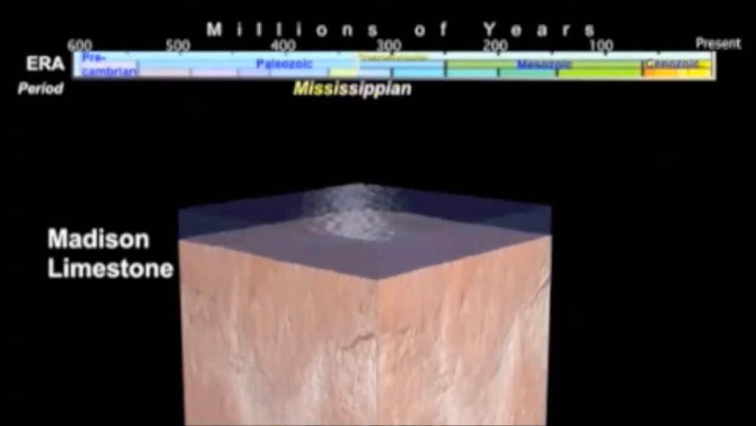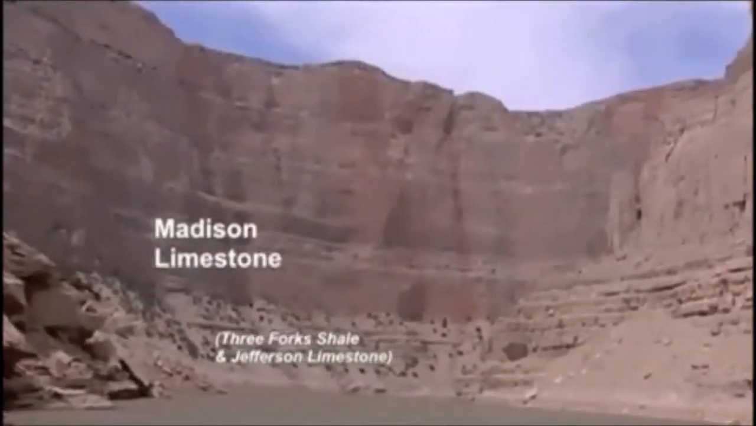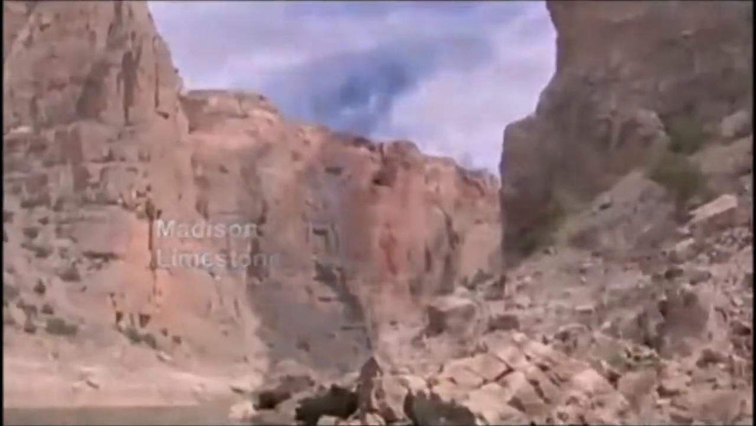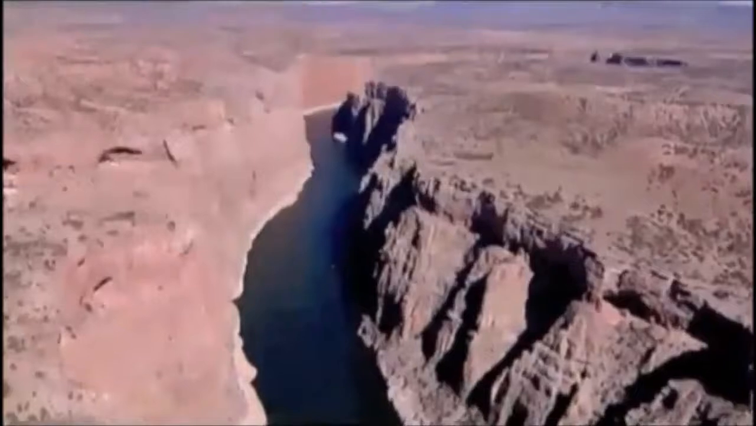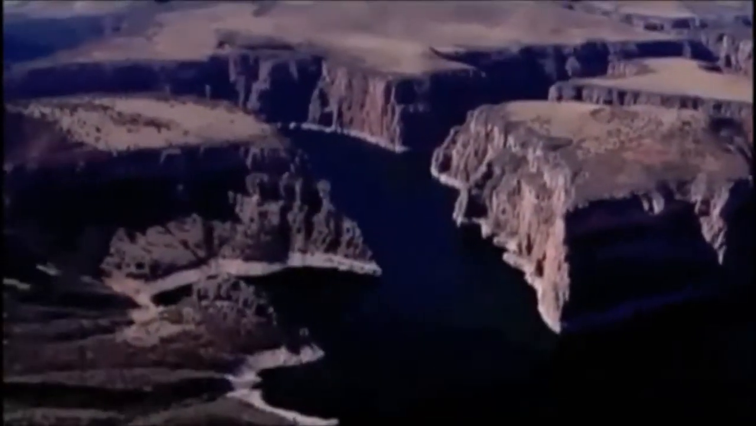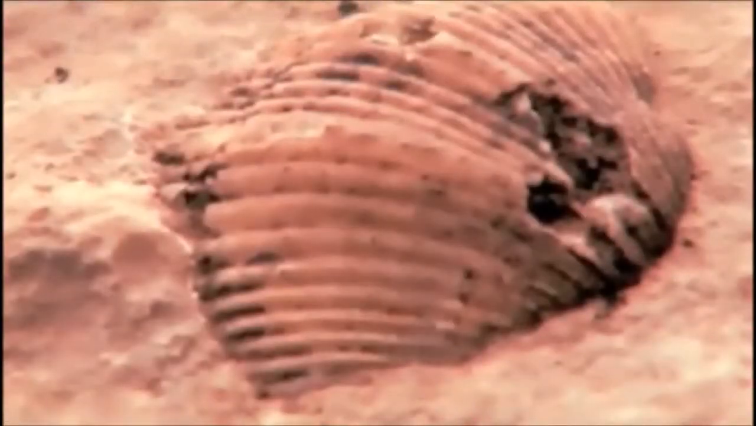Resistant to erosion, except where the river crosses it and dissolves it, the Madison limestone forms the cliffs along the length of Bighorn Canyon and also causes the plateau beyond the canyon's rim. In places, fossil brachiopod shells document the life in that ancient environment.